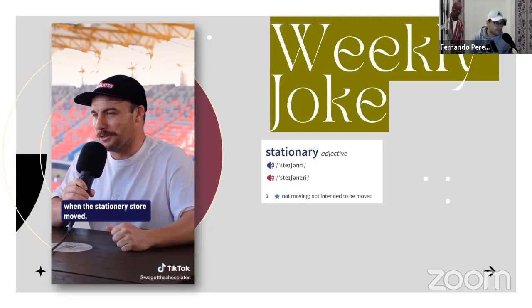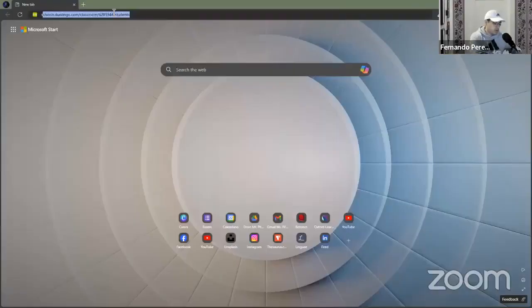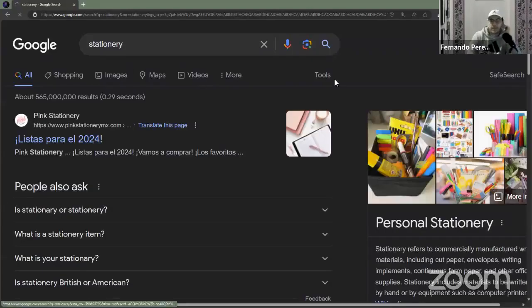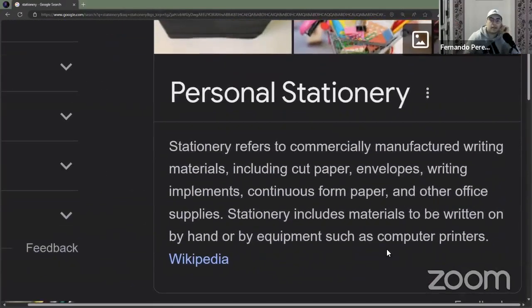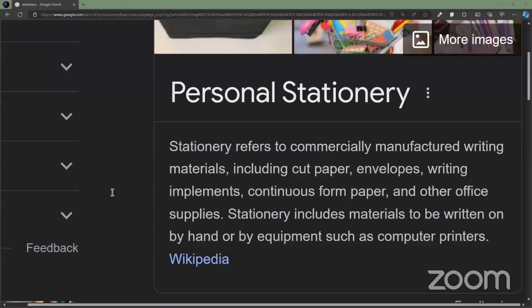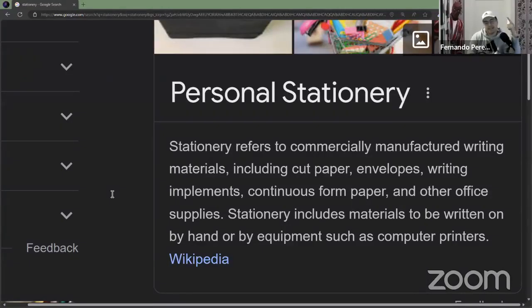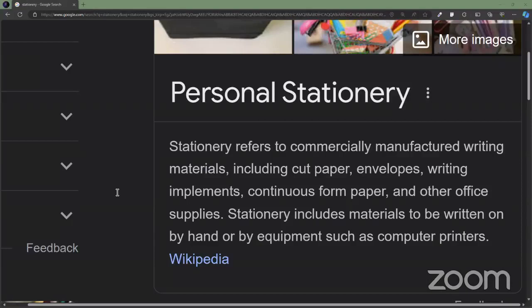Let's go to Google and let's search with the stationary with E and look at what I got. Please read this, Carlita. Personal is stationary. I'm not sure if the pronunciation is correct. Try to pronounce it similar as what you heard on the video. Stationary. Exactly.